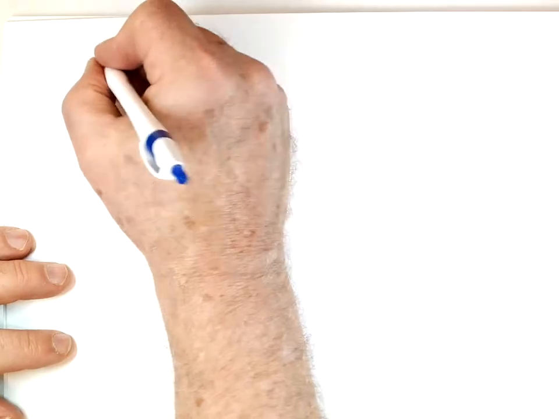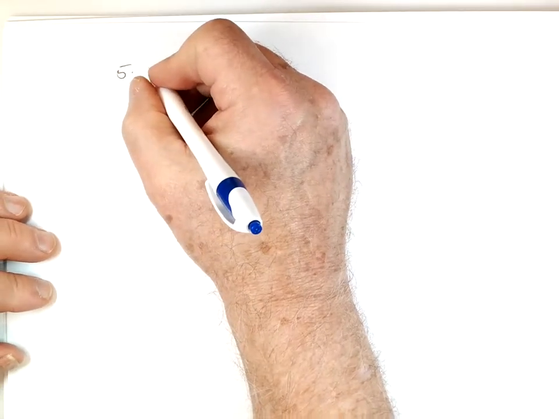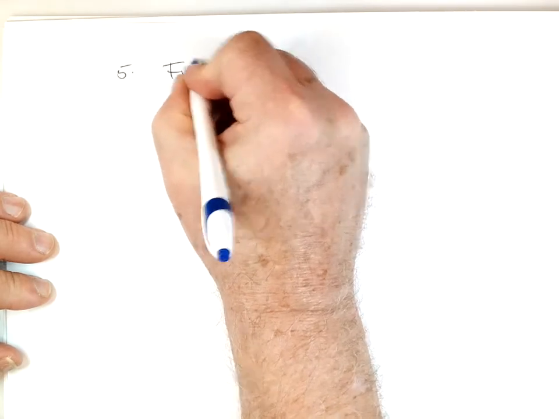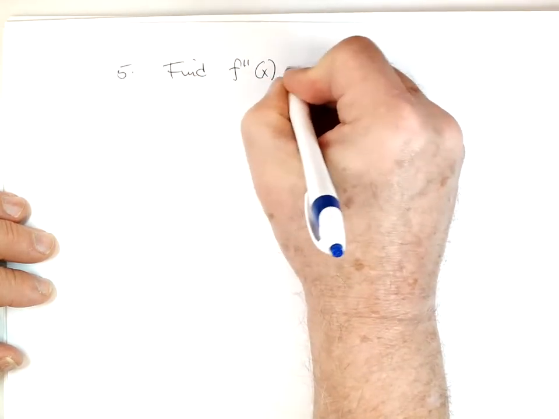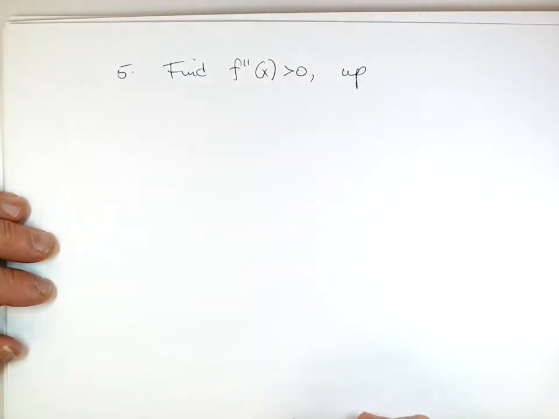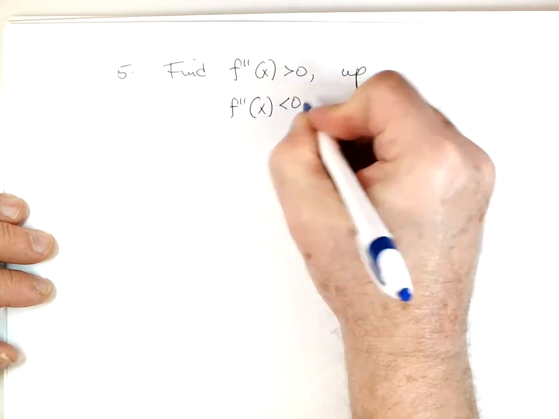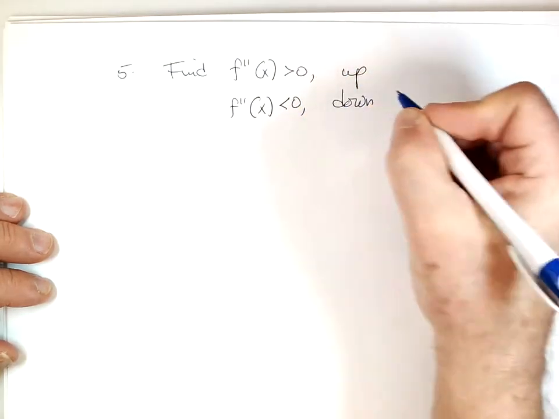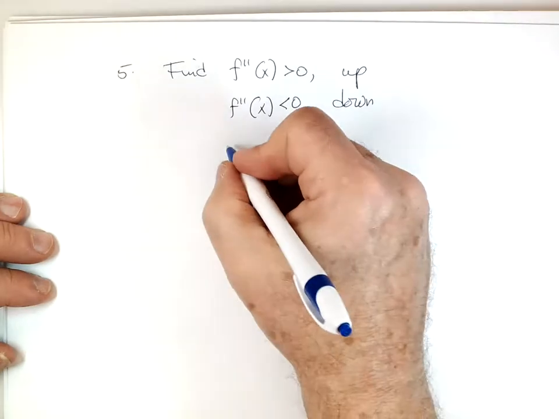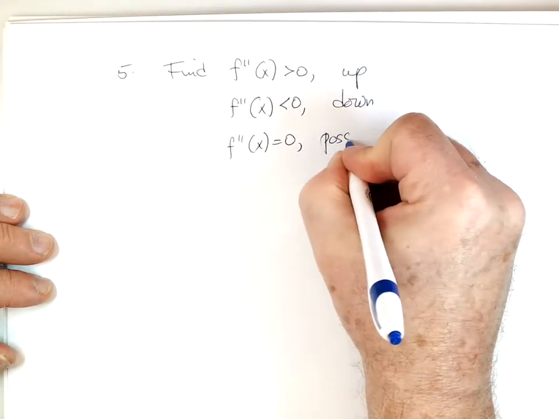Number 5, find the second derivative. Greater than 0, the graph is concave up. Second derivative less than 0, concave down. Second derivative equal to 0, you have a possible point of inflection.